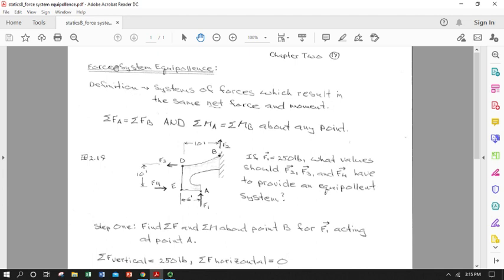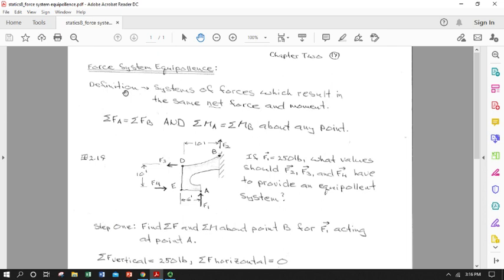The topic of this lecture is force system equipollence. That's a big word to mean effectively equivalence. So sometimes you need to replace a group of forces and couples with something simpler, or you need to replace one single applied force and/or force and couple with a whole bunch of other things. But you need those two different systems to have the same effect on the body you care about.